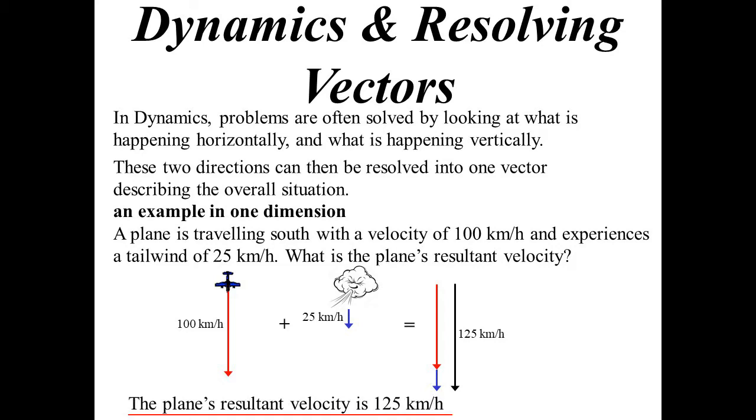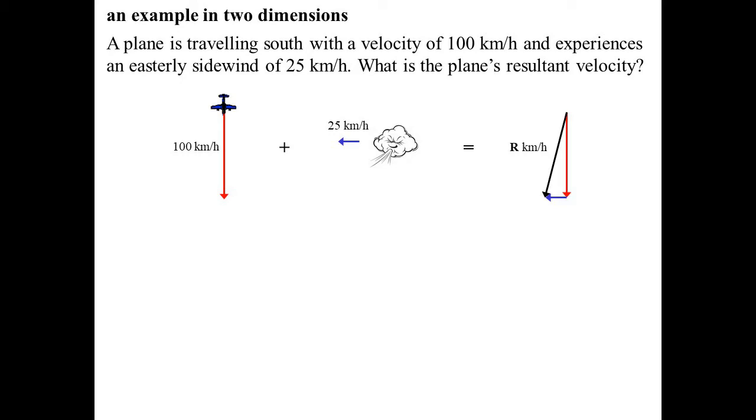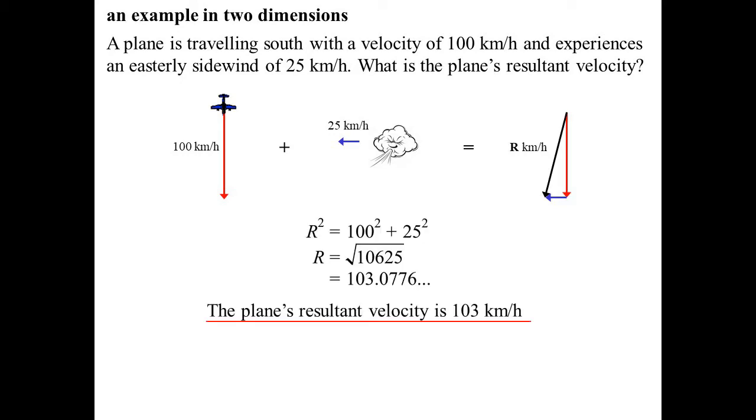But of course, it doesn't have to be going in the same direction. Same question, but now the wind is blowing easterly, or from the east. So there's our plane, but now the wind is blowing that way. Adding the two vectors together, we could work out the length of that new vector. It's around about 103. So it would appear that the plane is going at 103 kilometres per hour.